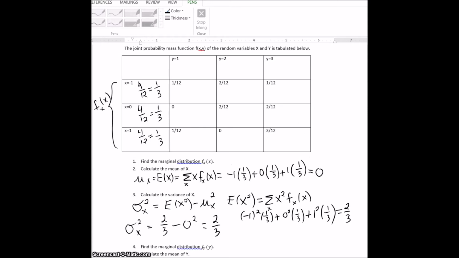Okay, so now I want to find the marginal distribution of y. For each value of y, I'm going to add up over all the possible values of x the probability that x takes on that value and y is the value I'm looking at, of course. So for instance, for y equals 1, I add up the probability that y equals 1 and x is -1, y equals 1 and x is 0, and y equals 1 and x is 1. So I get 2/12.